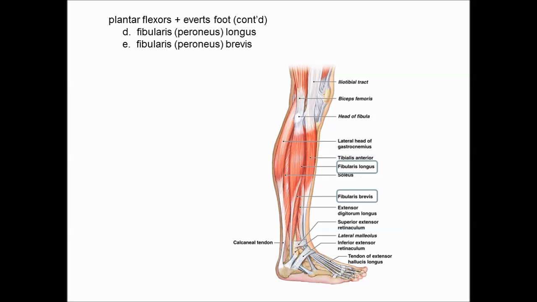We used to call them the peroneus longus and the peroneus brevis, but about 8 to 10 years ago they changed it to the fibularis because it's beside the fibula. But anyway, it's easy to remember that way. They're on the lateral side, there's a long one and a short one, and they are everters.